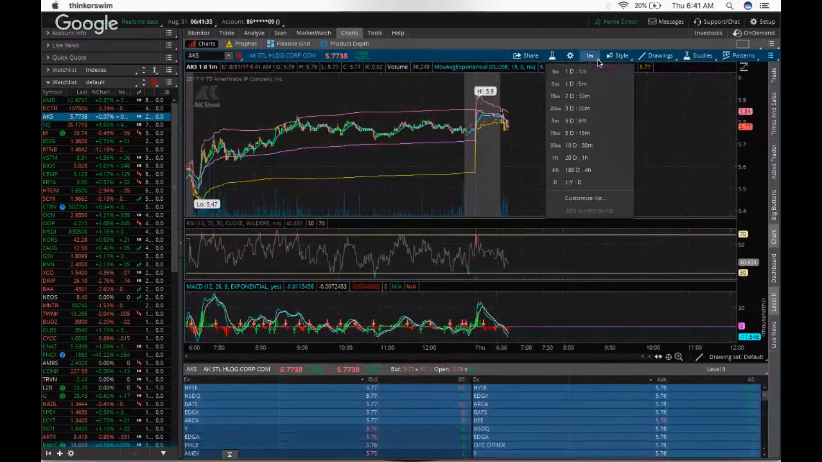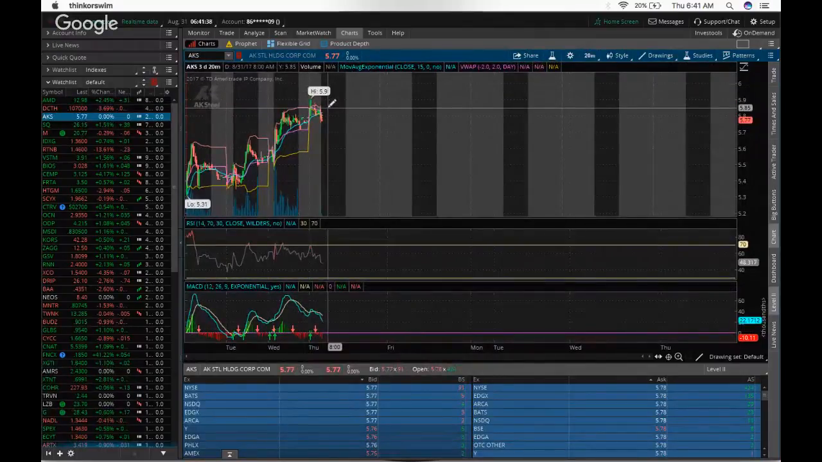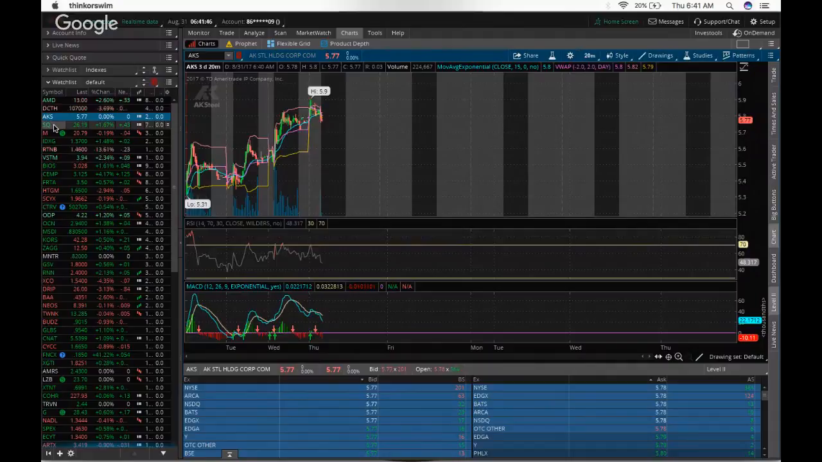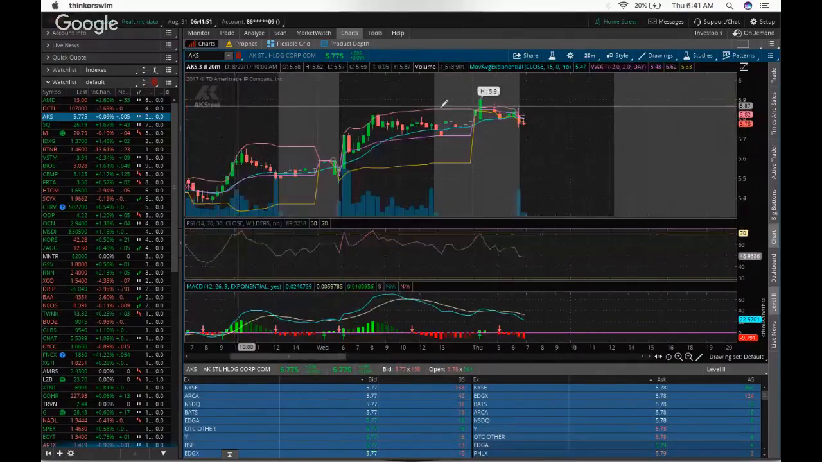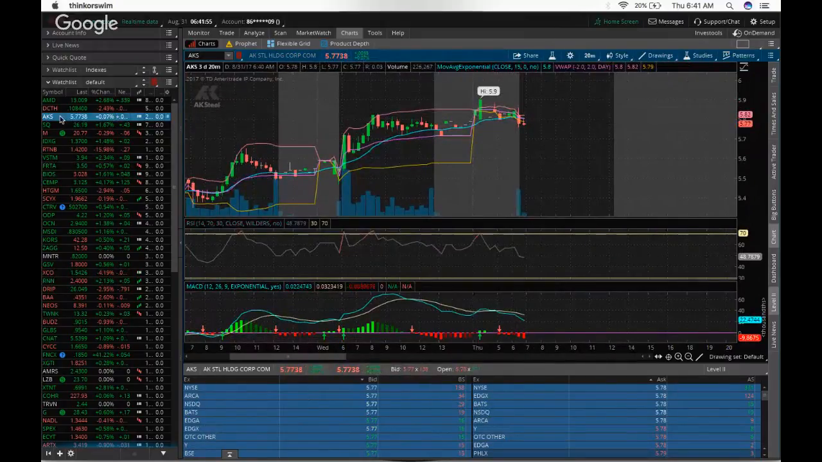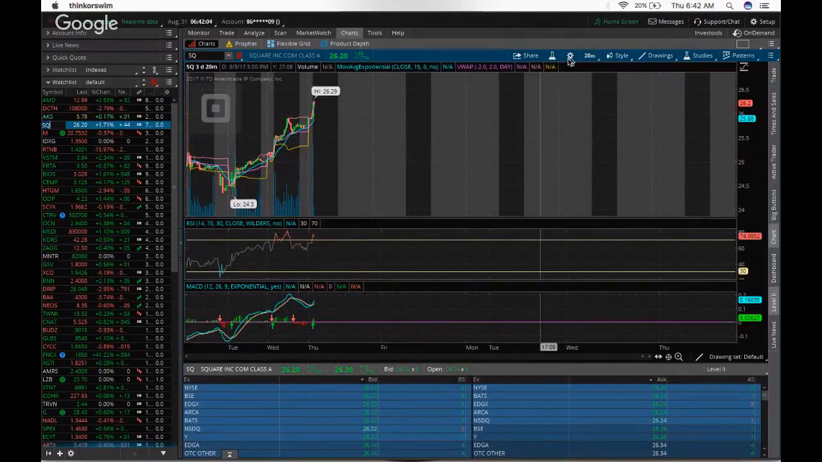AKS, I think this one was talked about yesterday. There we go. AKS continues its upward trend, experiencing somewhat of a pullback and just dropped below the golden line, what was it, the VWAP. SQ continuing and making new highs. This is kind of at a resistance, so it's looking to be more on the overbought side.